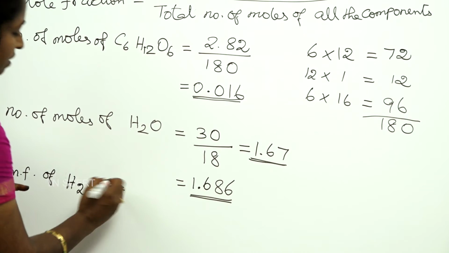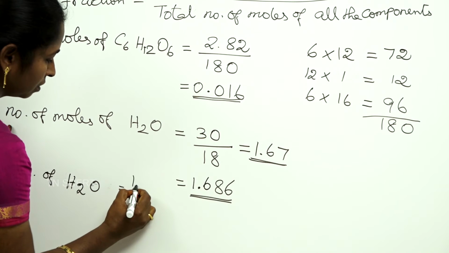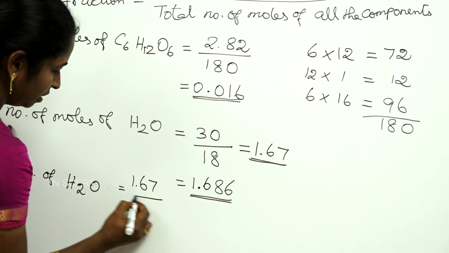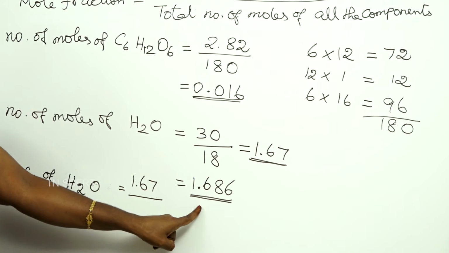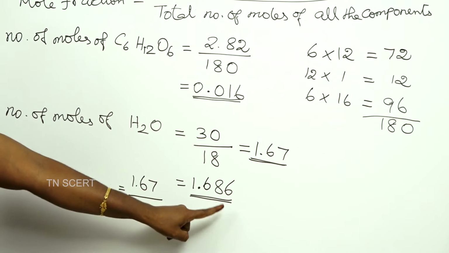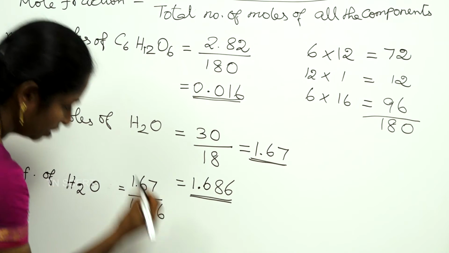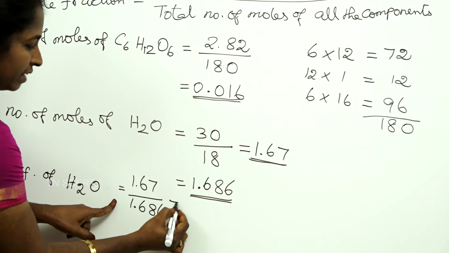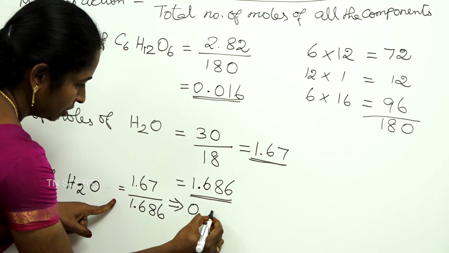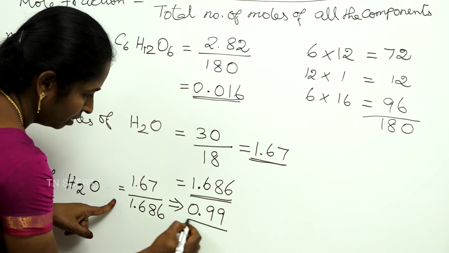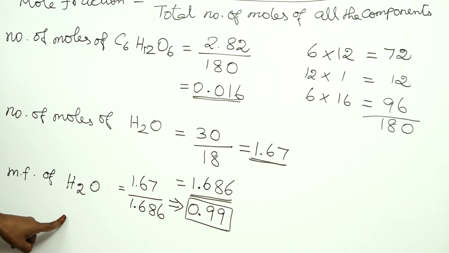Mole fraction of water is equal to, what is the number of moles of water? 1.67 divided by, what is the total number of moles of all the components? It is 1.686. So what will be the answer here? It is equal to 0.99. This is the mole fraction of water.